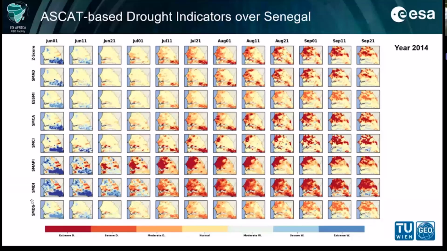Yeah, for example, here you would see that SMAPI is one that shows severe or extreme drought conditions, while others say, well, it's pretty bad drought. We call it severe or even moderate. So that's the difference. So I think when you apply those drought indices, it's also about learning how to interpret them, how to relate them to what's happening in the field.